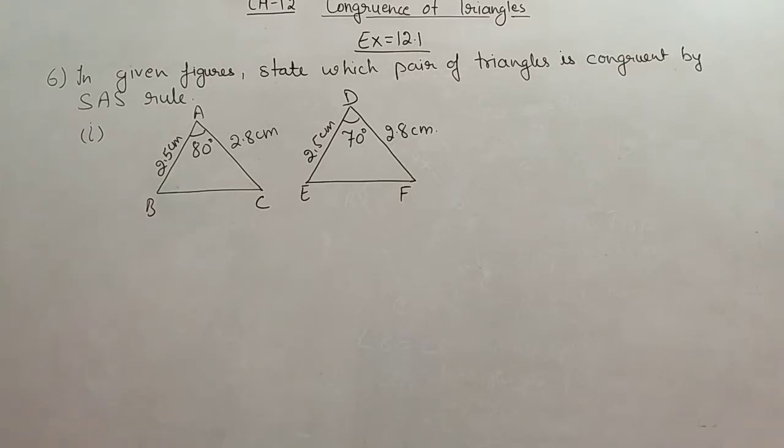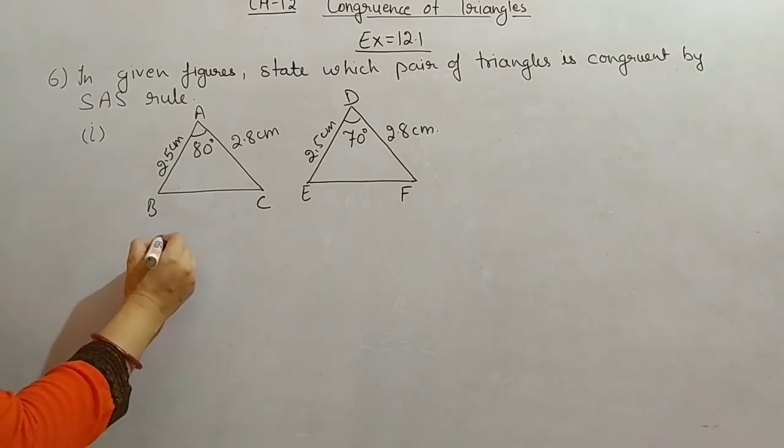So two triangles will be given and we have to check which pair of triangles are congruent. If it is congruent, then we have to show by symbol, otherwise we have to leave. Now in these two triangles we will start comparison.